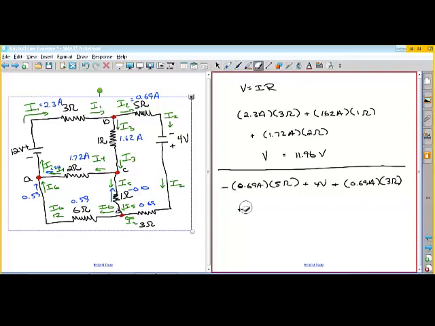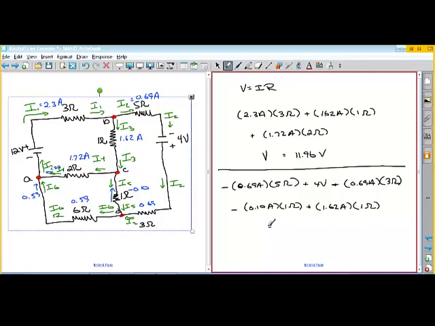And we have another subtraction because the direction of this current is in the direction of the loop. So it's going to be negative 0.10 amps times 1 ohm. And then finally, this way we actually have a voltage rise because we're going the opposite direction. So that's going to be plus 1.62 amps times 1 ohm. And that should be approximately equal to 0.